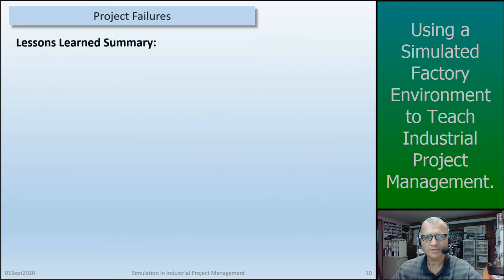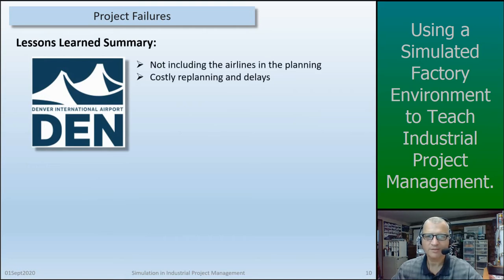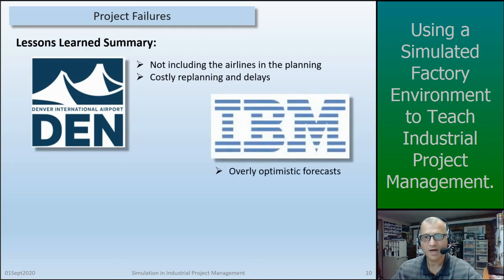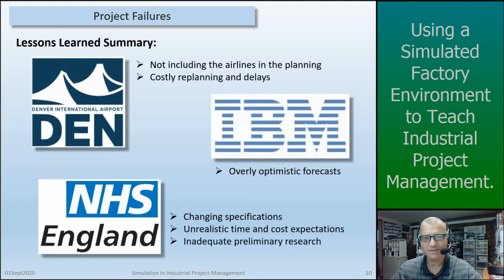So as a quick lessons learned summary, if we look at the Denver International Airport, they didn't include the airlines in the planning, resulting in costly replanning and delays. IBM had overly optimistic forecasts. The National Health Service in England was faced with changing specifications, unrealistic timelines or unrealistic cost expectations, and inadequate preliminary research. All of these projects could have benefited from better communication and planning.